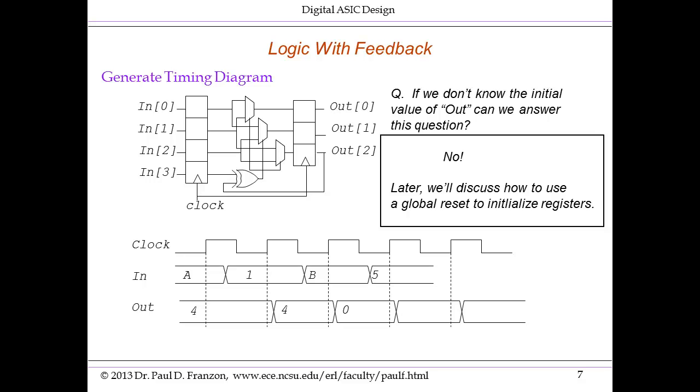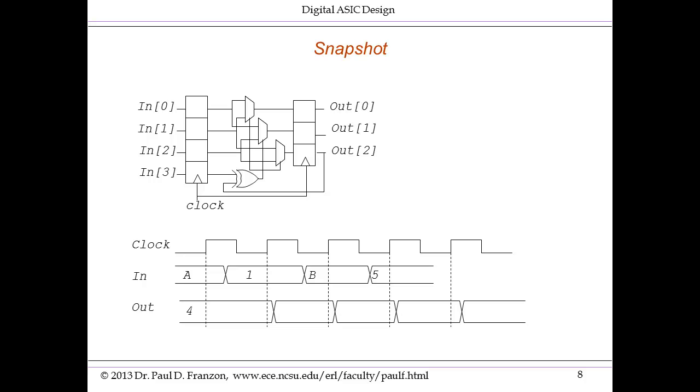Next cycle, 1 is evaluated by the combinational logic. Out 2 is still 1. You evaluate how those muxes perform, and you'll get 0 at out at the next rising edge. Similar evaluations when B is on in, 2 cycles later, 1 will appear on out. When 5 is presented, 2 cycles later, 3 will appear on out. Again, let's take a snapshot of this and animate this so you can see what's happening internally.